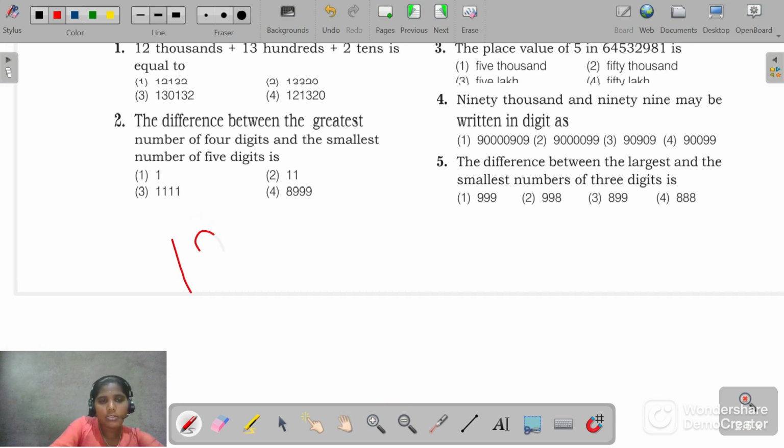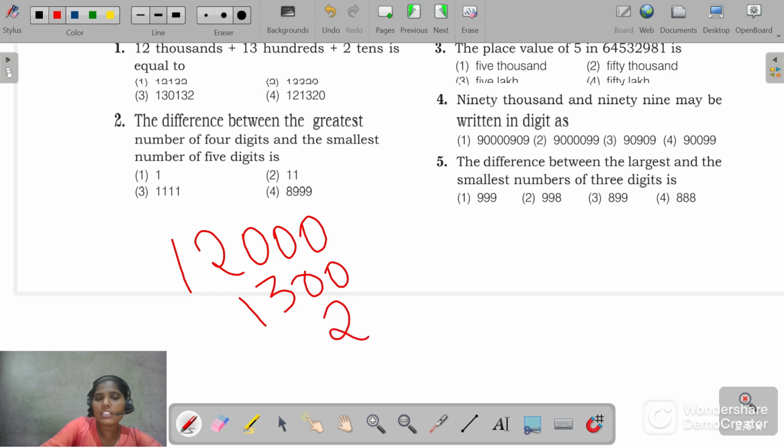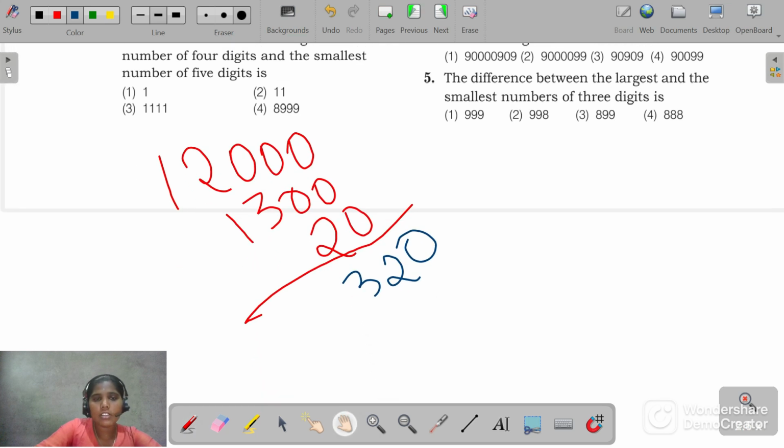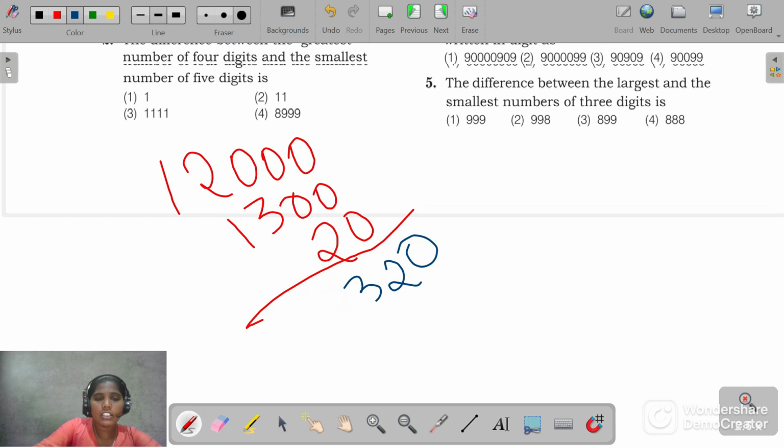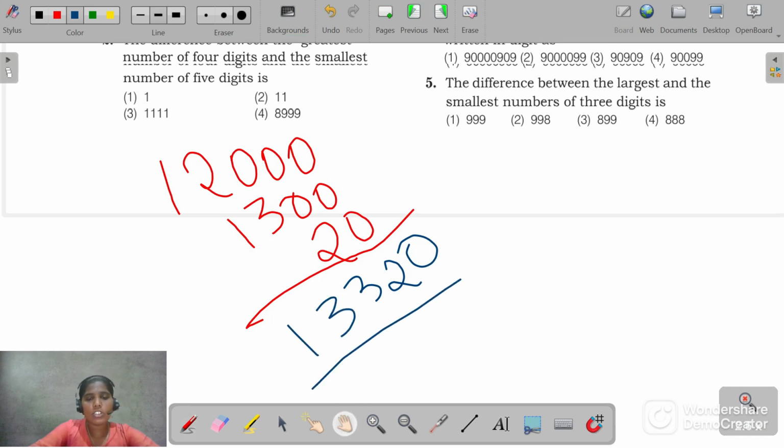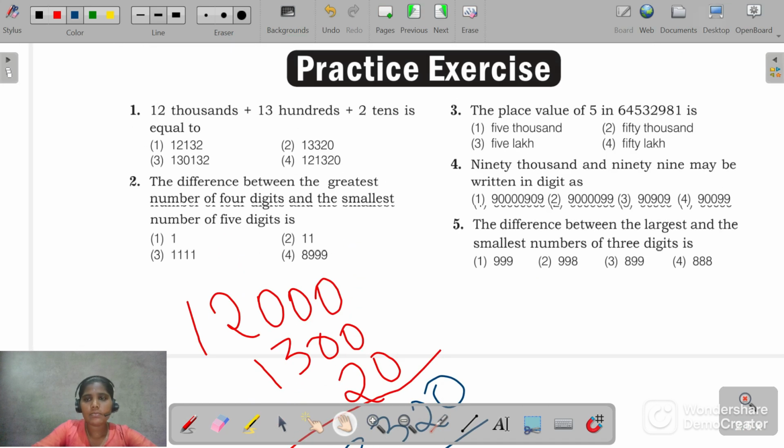It's 12,000 and 1300 and 2 tens is 20. So we have to sum up all these things. The answer is 13,320. We have to find this answer in the four options. Here we can see option 2 will be the correct answer. I'm marking it out.